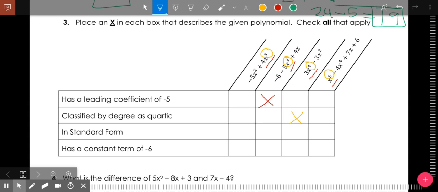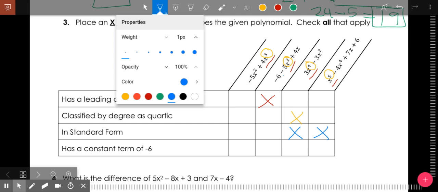Next, in standard form. So that means my biggest exponent is first, and I'm working my way down. This one is not in standard form because you have your 2 and then your 3. Second one is not in standard form because you have your constant first, and that always goes at the end. Third one is in standard form because I go 4 and then 2 in my exponents. And your last one goes 5, 4, then your x to the first power, and then your constant. So that one is also in standard form.